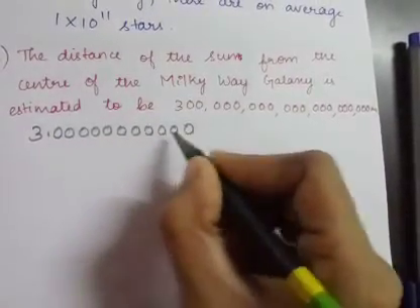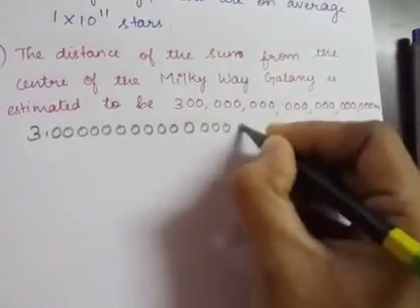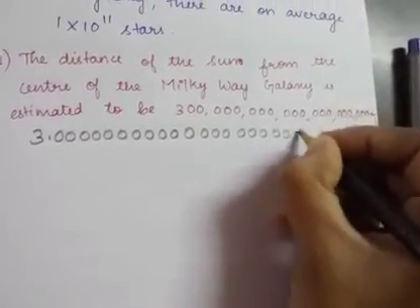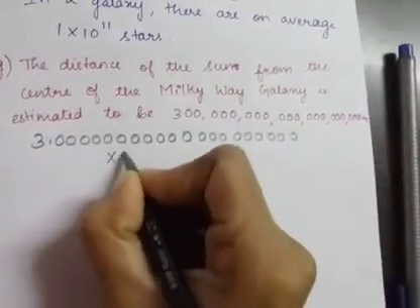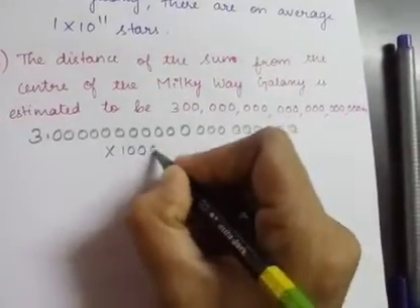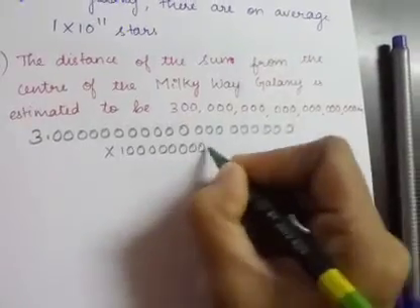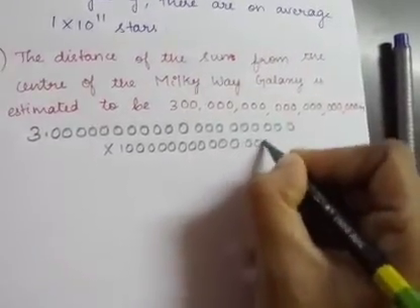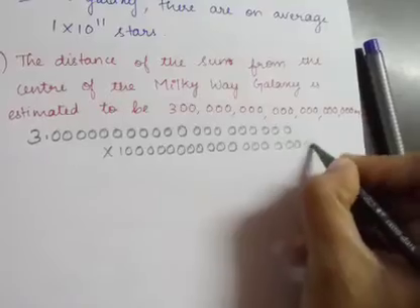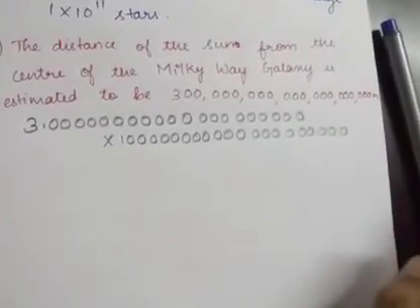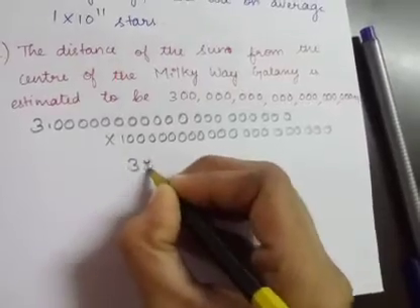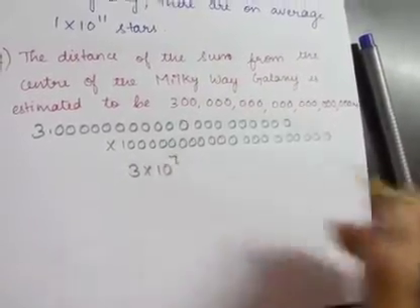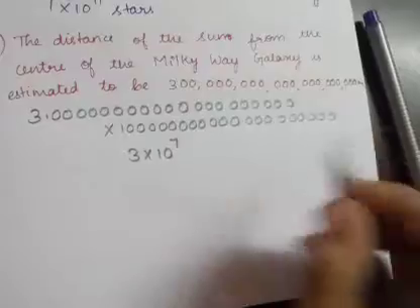1 2 3 4 5 6 7. Okay, 3 point, I have written every zero into 1 2 3 4 5 6 7. Okay, so this is how I have written. So the next step what you should do, 3 into 10 power 7. Yes, 3 into 10 power 7.